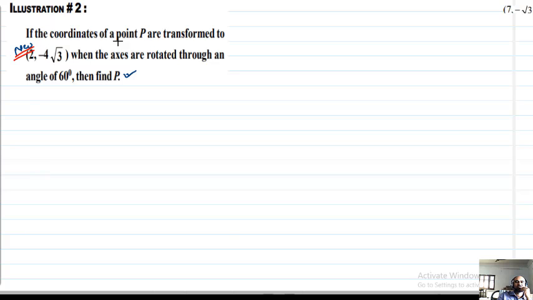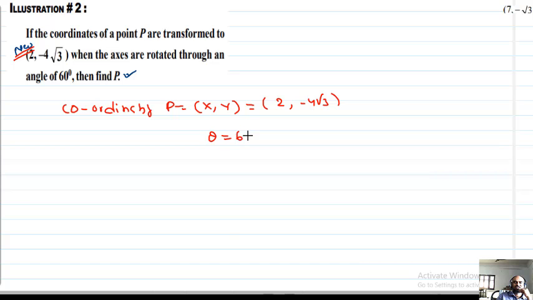See, the coordinates of P are transformed to, transformed means changed. So the new coordinates of P, that is capital X and capital Y, equal (2, -4√3). We want to find small x and small y. Theta is given, 60 degrees.